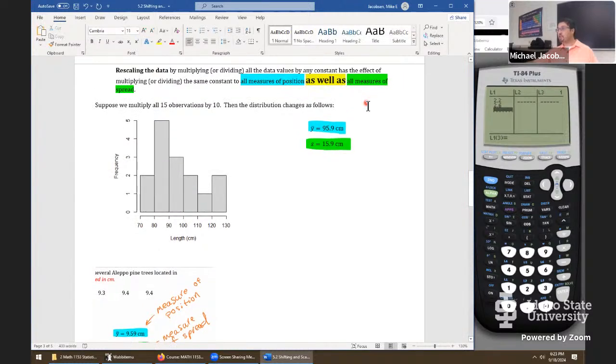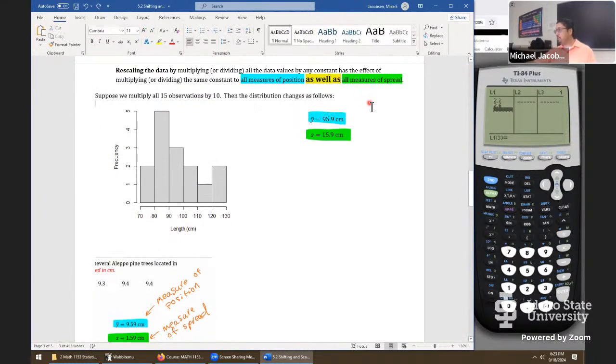As well as all measures of spread. Maybe that's a little too much. There we go. So this is the one time you do affect the standard deviation S right here, if you're multiplying or dividing all data values by the same quantity. So if that happens, well, things are more spread out now.